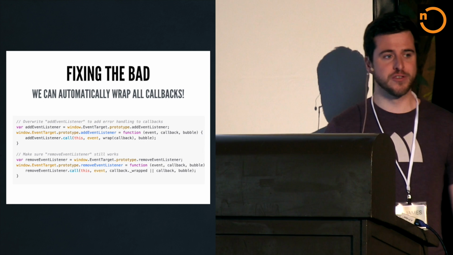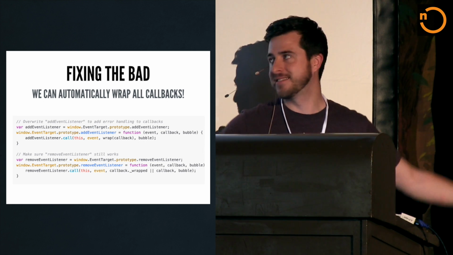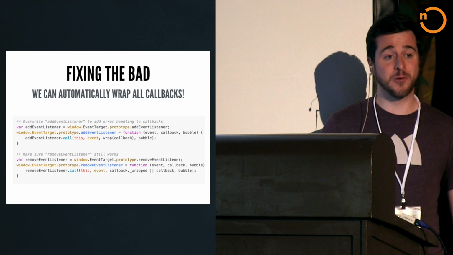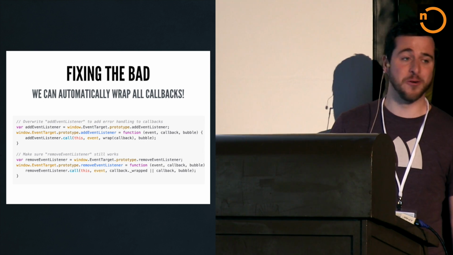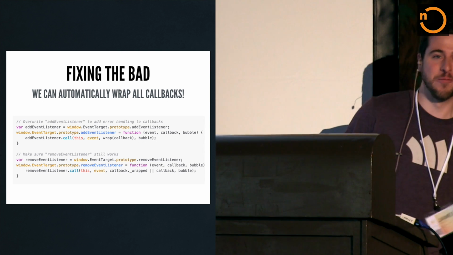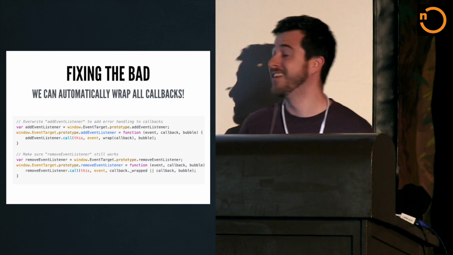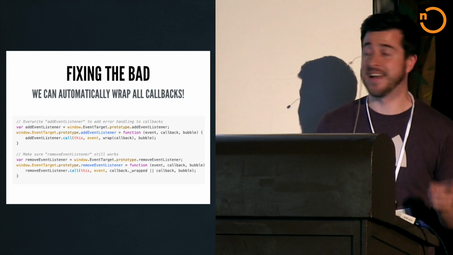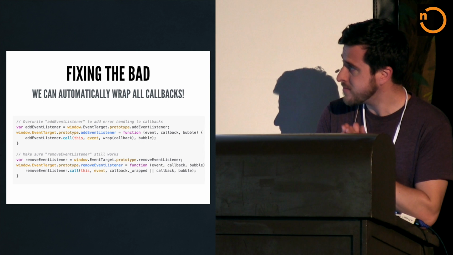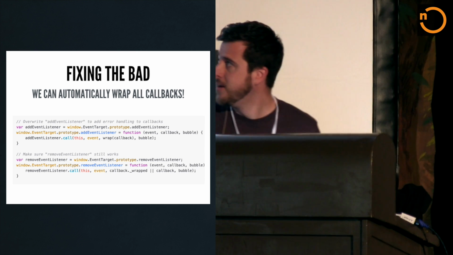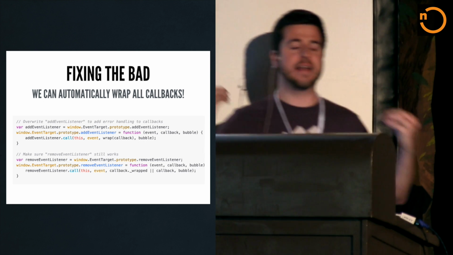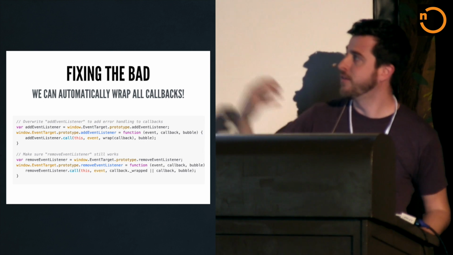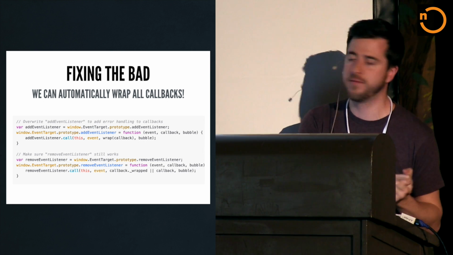Well, the cool thing about JavaScript is it's a prototype-based inheritance language. So we can do some crazy stuff like monkey patching or editing addEventListener and removeEventListener. Now, you might think this is crazy. It is a little bit crazy, but it works, and it's really, really powerful. So that wrap function we built earlier, what we can do here is automatically wrap any callbacks that are sent into addEventListener and removeEventListener.